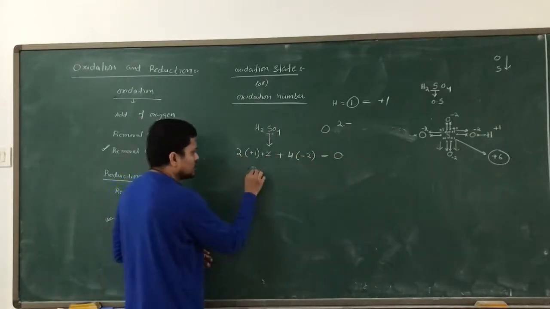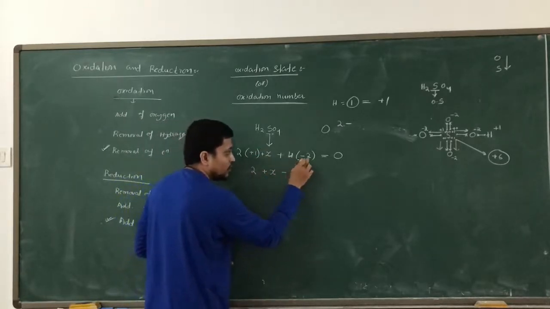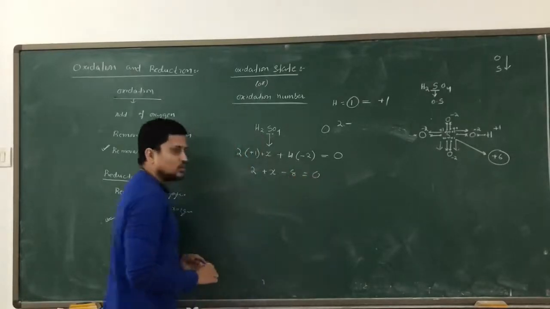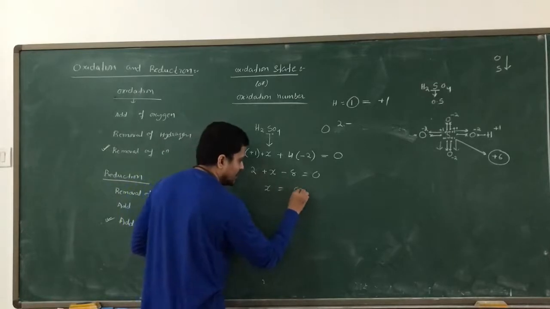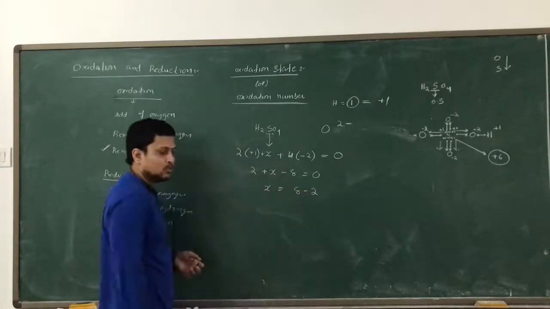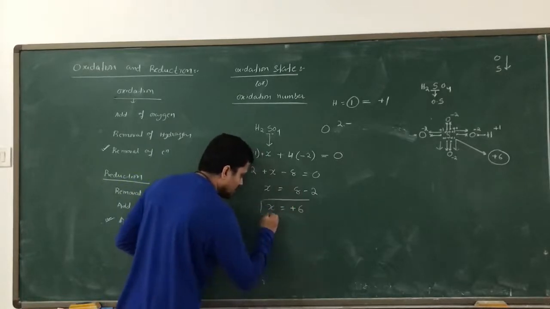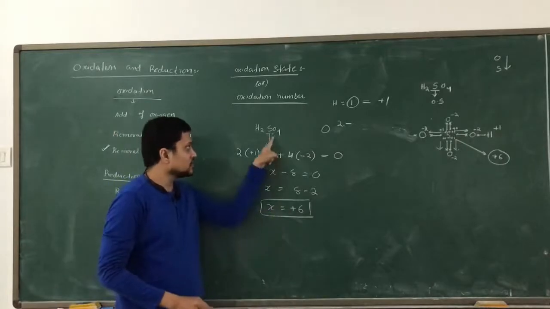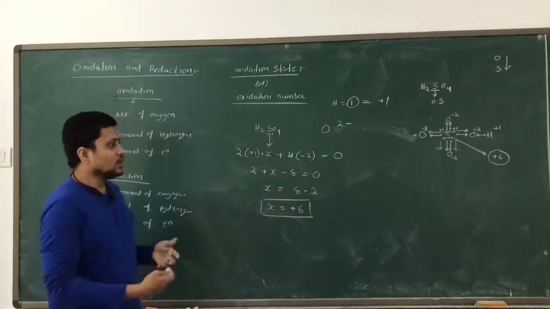Calculate this. So here 2 into +1, 2, plus x, plus 4 into -2, which is -8, is equal to 0. Then if I take that to the other side, -8 becomes +8 and +2 becomes -2, and x is equal to +6. So this is the oxidation state of sulfur, X, which was unknown. We have found it by using this mathematical method. I will show you some more examples.